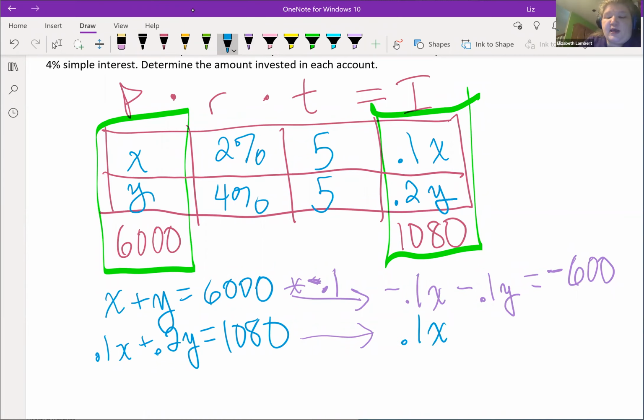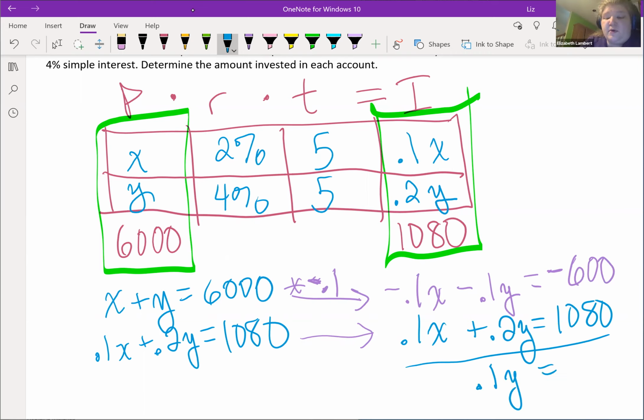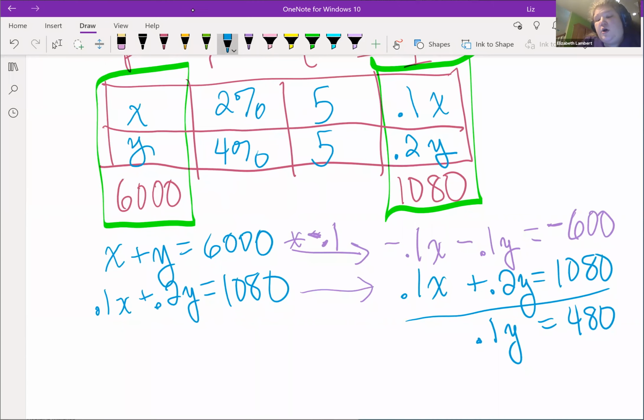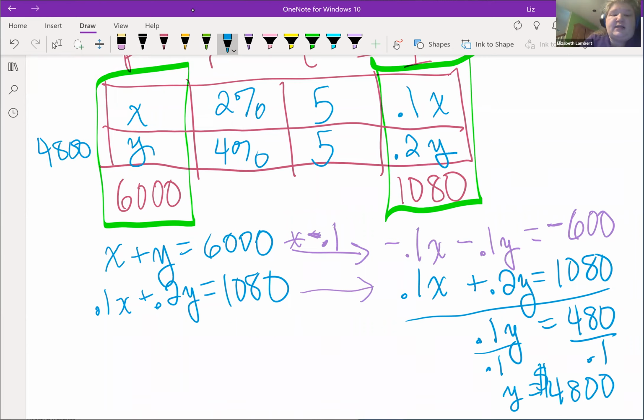Then we have the positive 0.1x. The positive 0.2y is equal to 1080. So this gives us 0.2 minus 0.1, which would be 0.1y, and 480. So if I divide by 0.1, that is actually the same as multiplying by 10. So y is $4,800. Because remember, that's in our principal, so that is our money. So we have $4,800. And then the leftover to get to 6,000 would be 1,200.